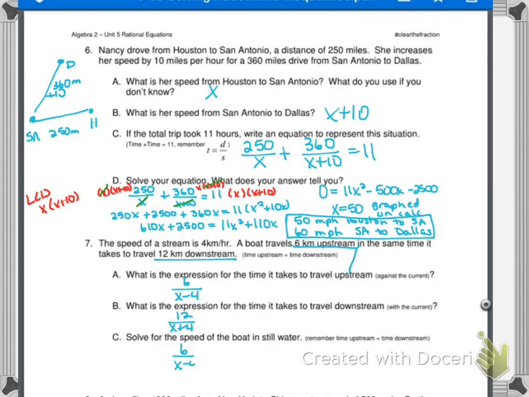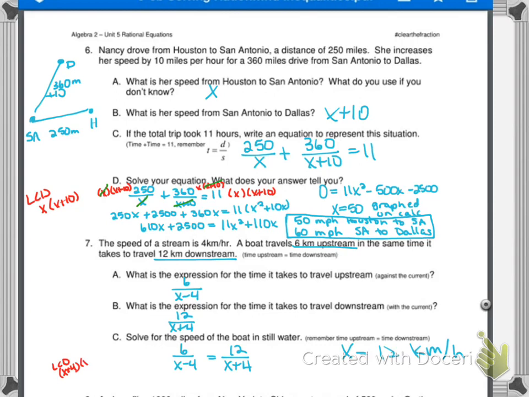It looks like you may not be able to see it, but you might want to check your answers with my paper. So 6 over x plus 4 and 12 over x minus 4. And if you can't see the work, the common denominator is x plus 4 times x minus 4. I don't know if it's showing up on your video. And the answer is 12 kilometers per hour. So if you can't see the work on yours, you might check it on mine. But the answer is 12 kilometers per hour.